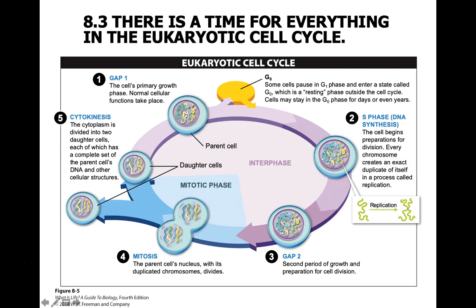Within interphase, there are several shorter phases. G1 is the first phase once a cell exits mitosis. So this first phase is called G1, and this is sort of a normal growth and development stage. This is where the cells perform their normal functions.